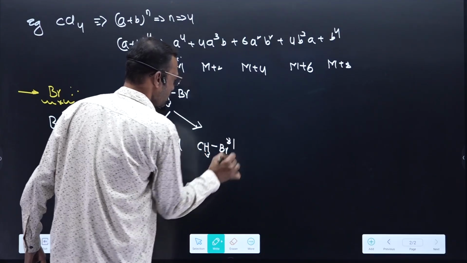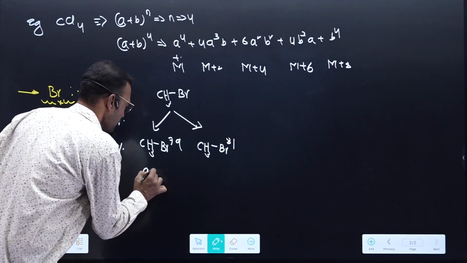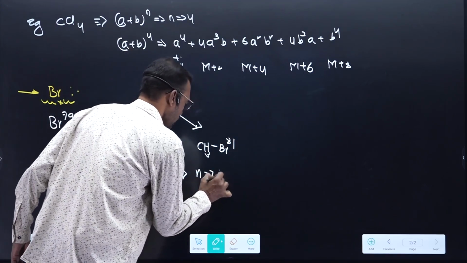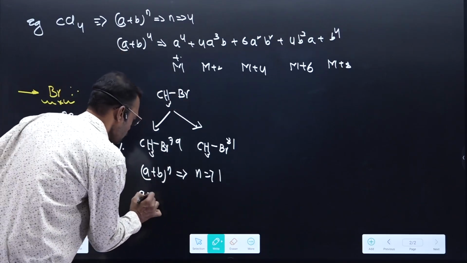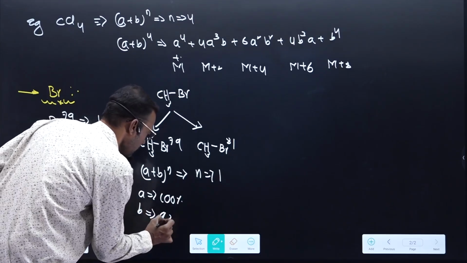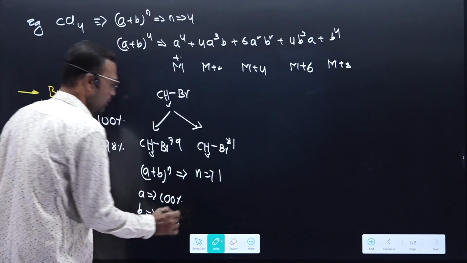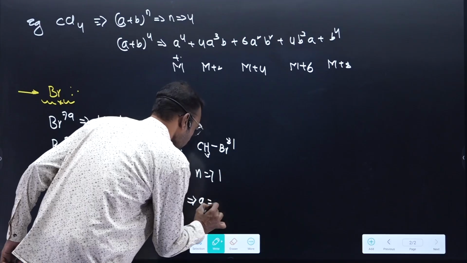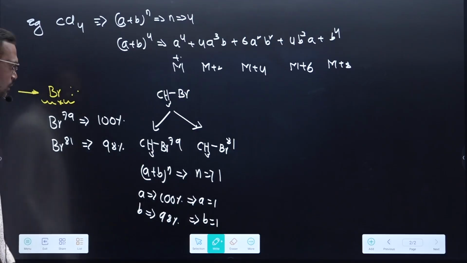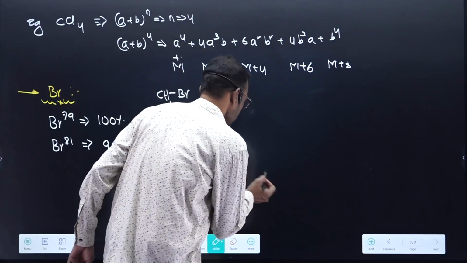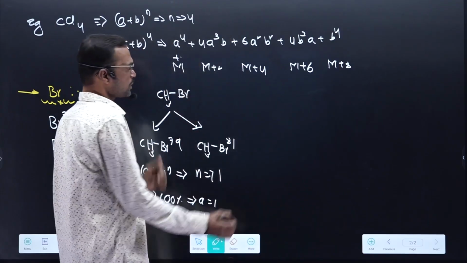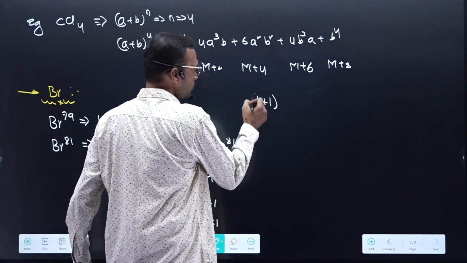here heavier isotope 81. Now if I apply (a plus b) to the power n, n is equal to 1, and here the lighter isotope percentage is 100% and for b it is 98%, almost 100% as well. So I would like to take a equal to 1 and b equal to 1 for bromine, because both have almost the same abundance. In this case I can write the formula like this. Here only one bromine is present. I can write (1 plus 1) to the power 1.